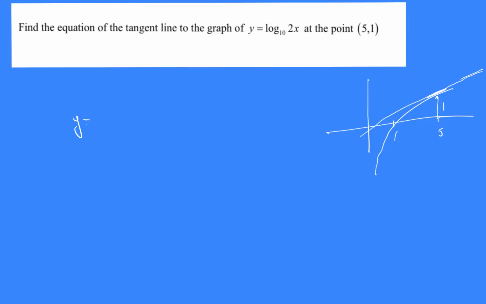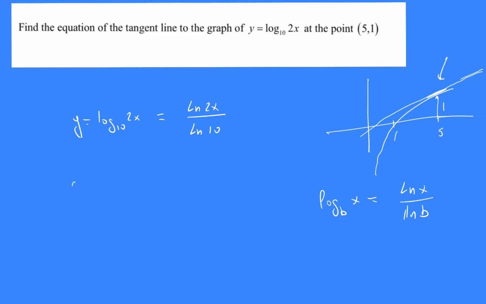If I have y equals log base 10 of 2x, the definition of log base 10 is that this is equal to the natural log of 2x divided by the natural log of 10. This is the definition. The definition of log base b of x is that it is the natural log of x divided by the natural log of b. Okay, so I will do the derivative here to find the slope.